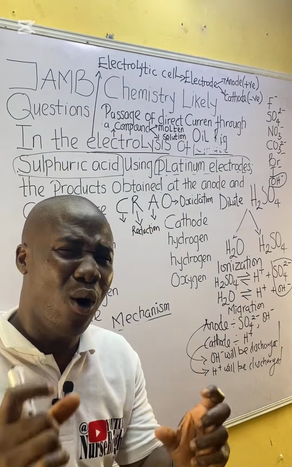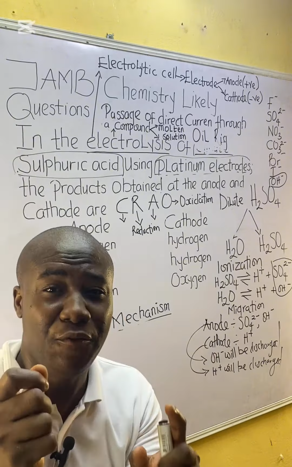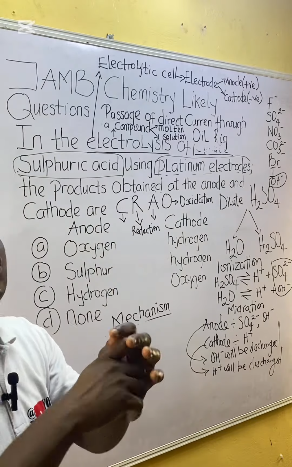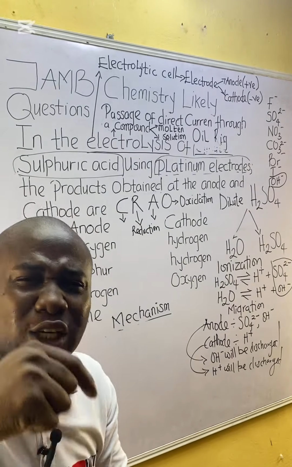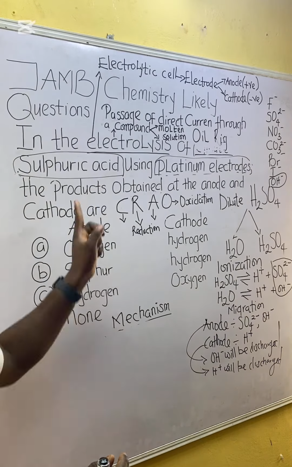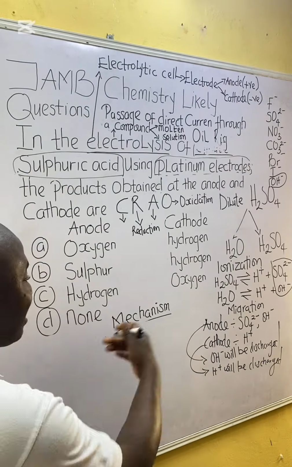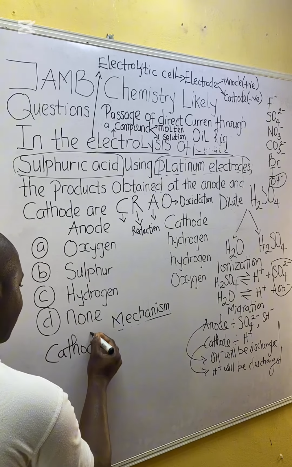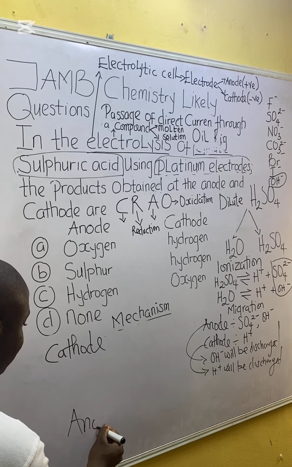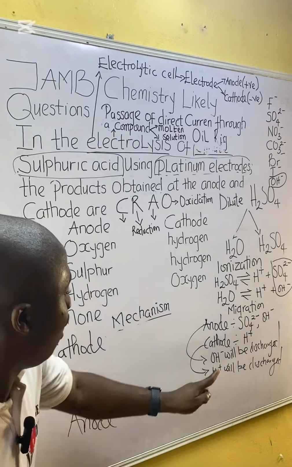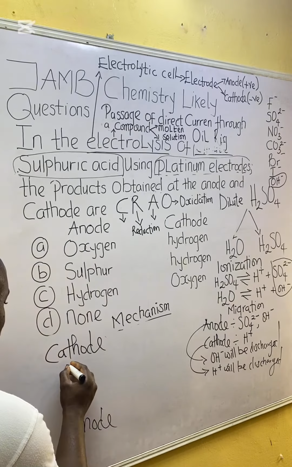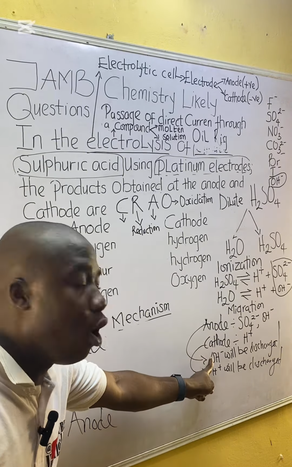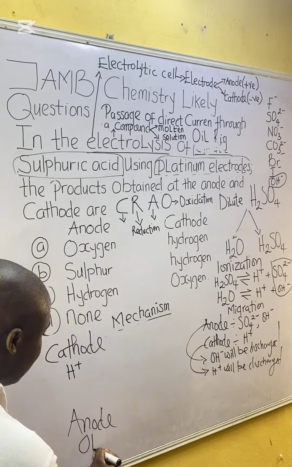Reduction and oxidation have different definitions based on different terminologies as well, because this will help us to be able to write the correct reaction to determine our products based on the question asked. So let's bring back these terminals. Up here, I'm going to write cathode, and down here, I'm going to write anode. In the cathode, what was discharged? H plus, which is called hydrogen ion. In the anode, what was discharged? OH minus, which is this.